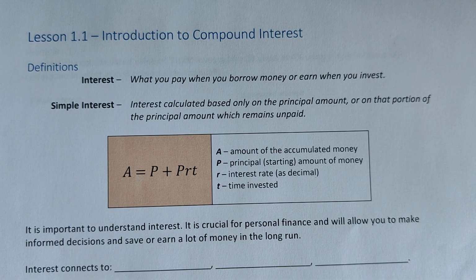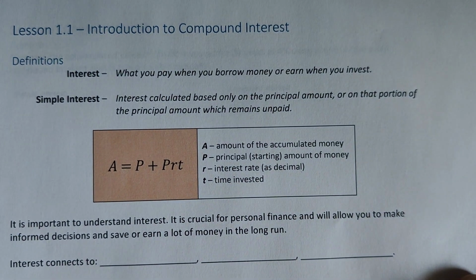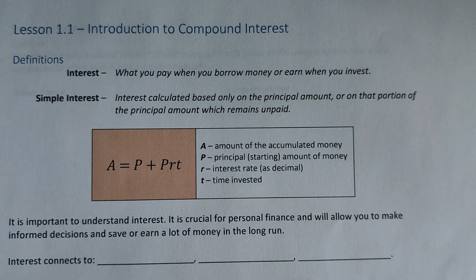To start, just a quick look at simple interest. This is interest that is calculated on the principal amount only, or only on the portion of principal amount that remains unpaid. So this is the money that you put into an account, or given to somebody, or borrowed from somebody, and you owe that much back. They then charge you money based on how much is currently there.